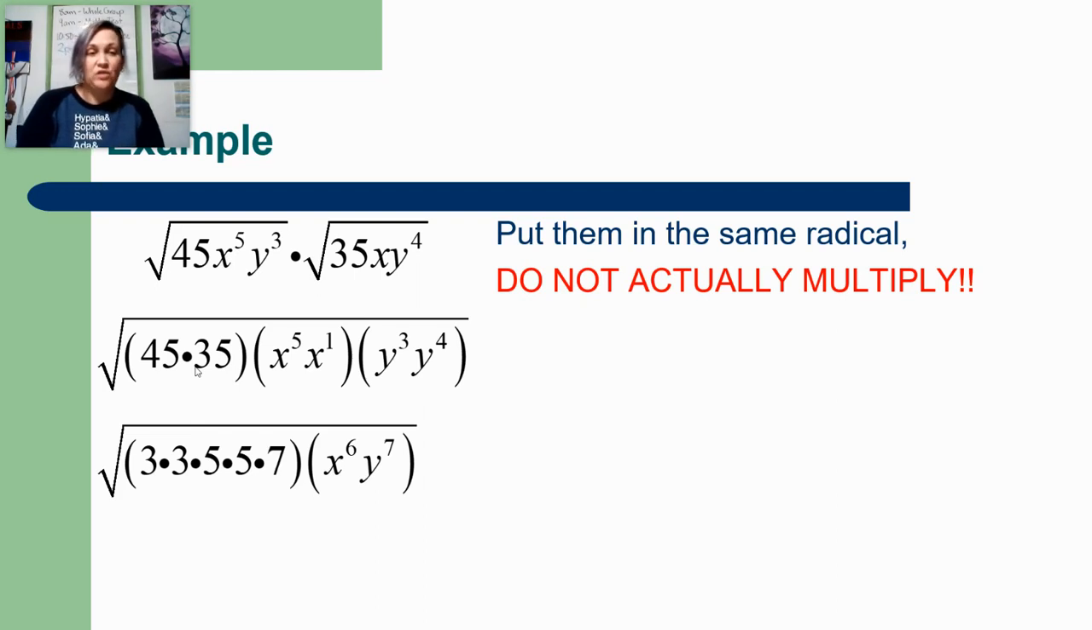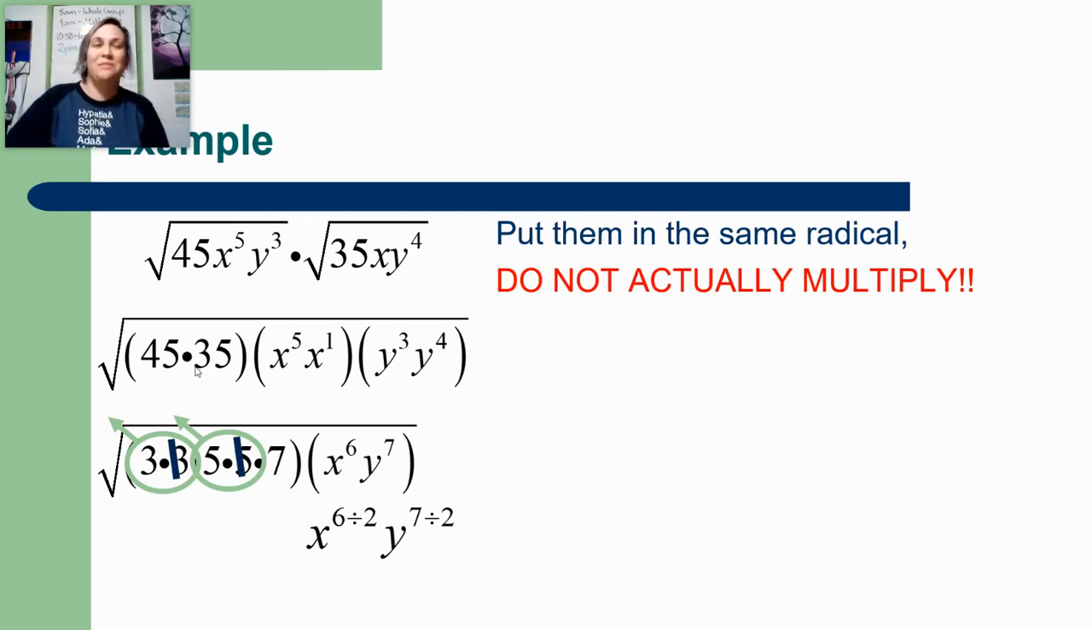According to yesterday's videos, since this is a square root, I will be looking for pairs of numbers. I have a pair of 3s and a pair of 5s. The 7 doesn't have a pair. For my variables, I can take the exponent and I can divide by my index. Now remember, there's an invisible index of 2, so I will be dividing those by 2. 6 divided by 2 is 3. 7 divided by 2 is also 3, but it has a remainder of 1. And that remainder of 1 will remain inside the radical.